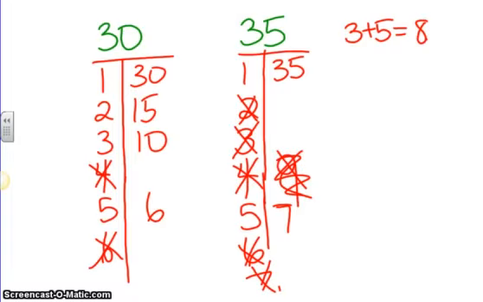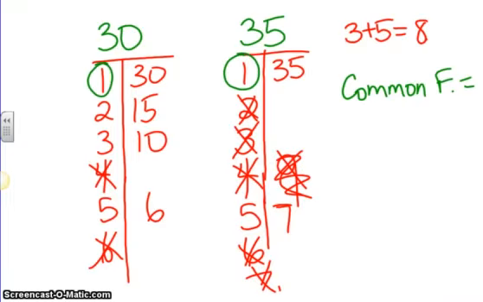So now let's find the common factors. Okay. So first of all, we're going to look for our common factors. We obviously have 1. 1 is always a common factor of every number. Not 2, not 3, not 6, not 10, not 15, and not 30. So there is a 5 though. Can't forget the 5. So we have the common factors of 1 and 5.